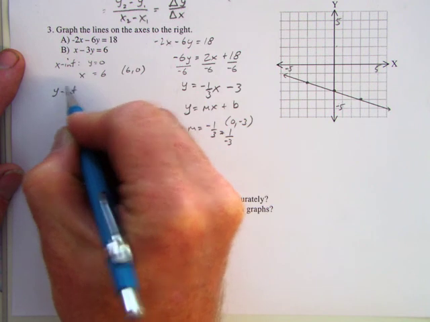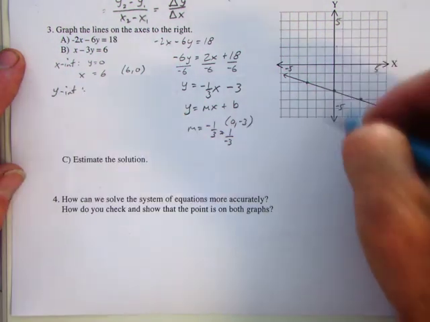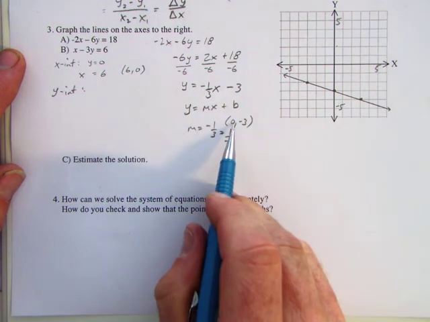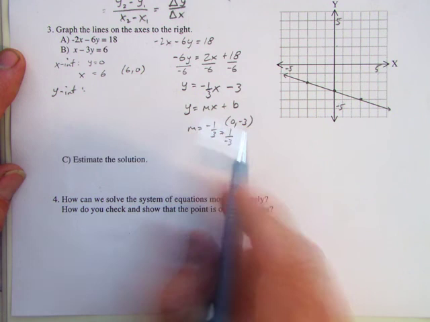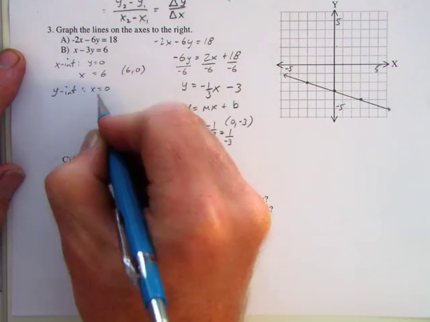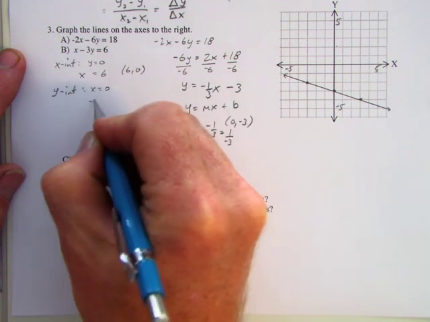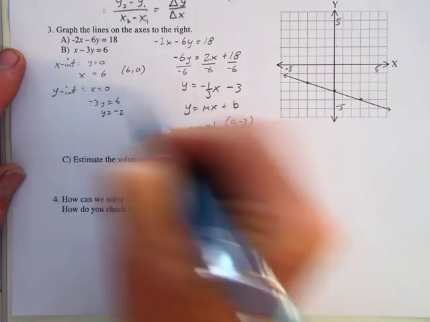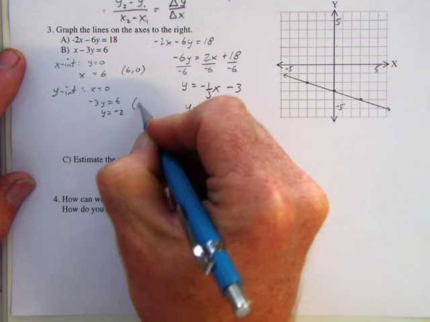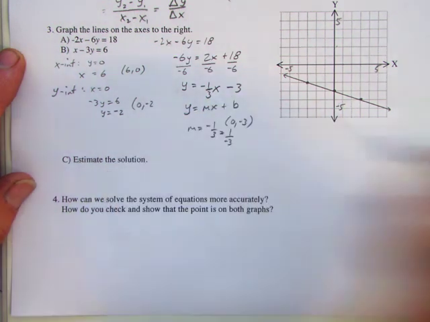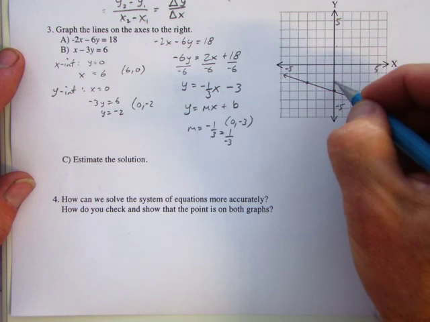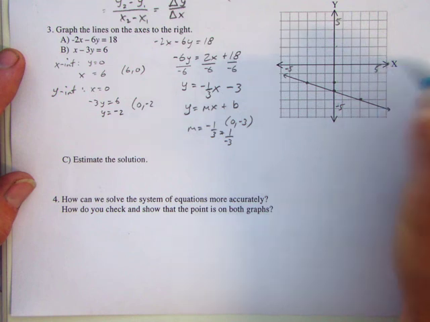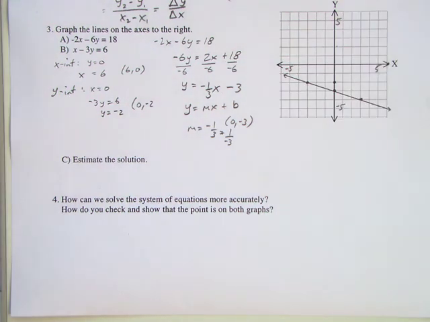Now graph the y-intercept, and on the y-intercept, every single value has x equals 0. So when we have x equals 0, we'll get negative 3y equals 6, y equals negative 2. So we'll get the point 0, negative 2. Let's see, 0, negative 2, and then 6, 0. Given the size of what we're working on here, that's probably okay.